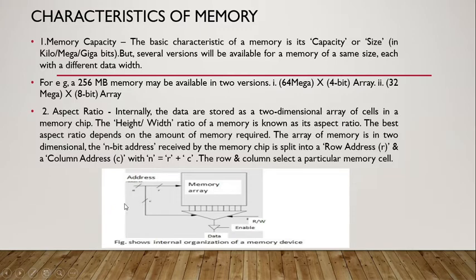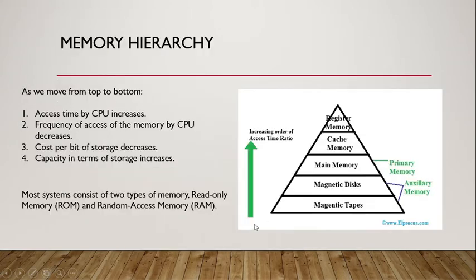So if you have an n-bit address, it is specified by a row address and a column address. So we can say n is equal to r plus c. The row and the column select a particular memory cell in the memory array. This shows the r and c, the row and column which specify the n-bit address in the memory array, and there will be a single read bar write pin with the enable pin.